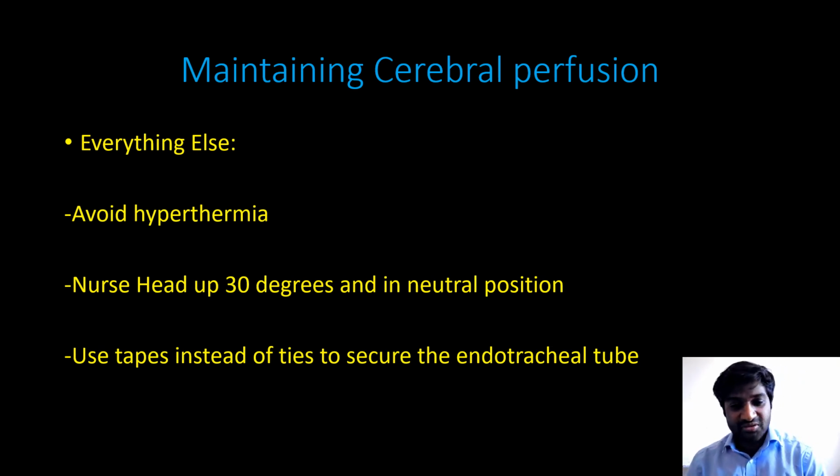In terms of everything else, you want to avoid hyperthermia. A hot patient will increase oxygen consumption. You want to nurse, as I've mentioned before, head up 30 degrees, and this is to encourage venous drainage. And the head to be in a neutral position, and this is to stop kinking of the neck vessels. If you're securing an endotracheal tube, use tapes instead of ties, once again to avoid obstruction of the neck vessels.